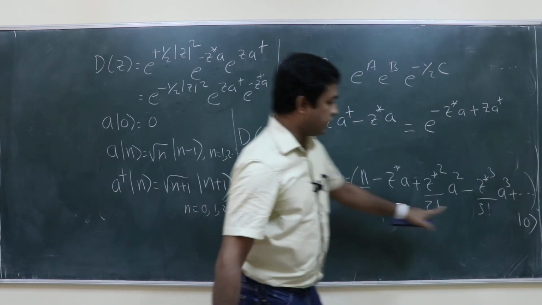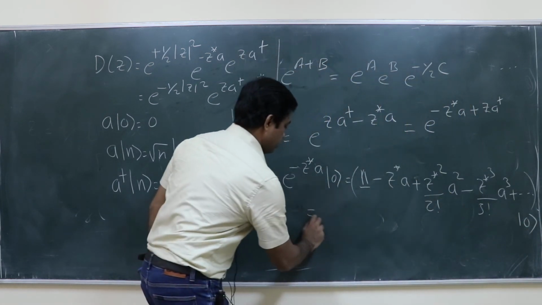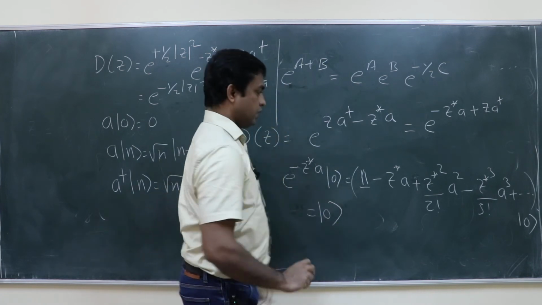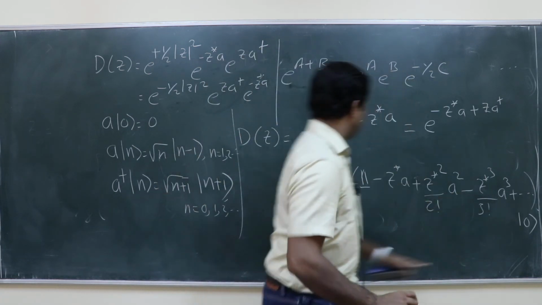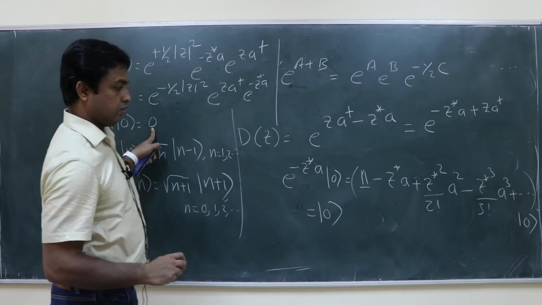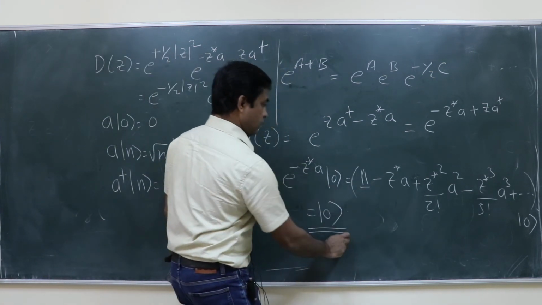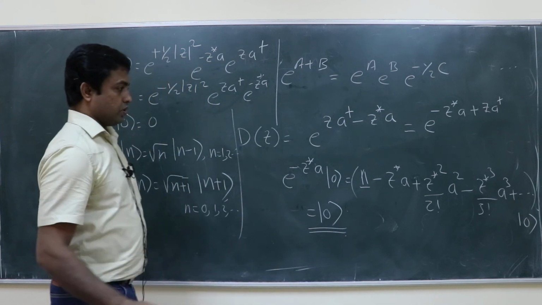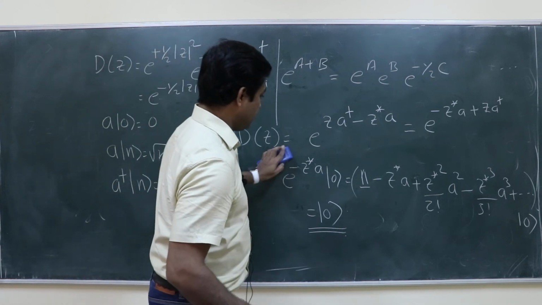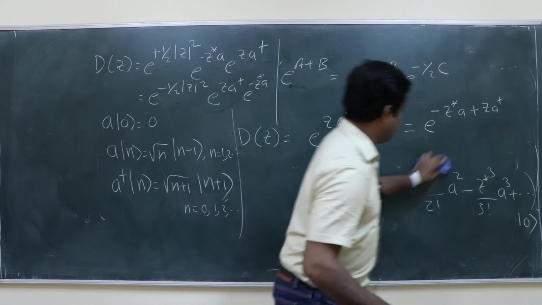So identity acting on ket 0, you get ket 0 itself. A acting on ket 0 will give you 0, the null vector. All the terms will be 0. So that is clear now.